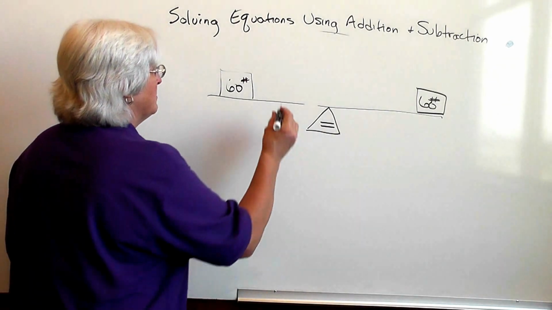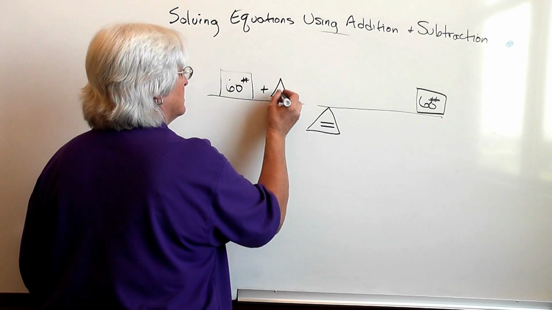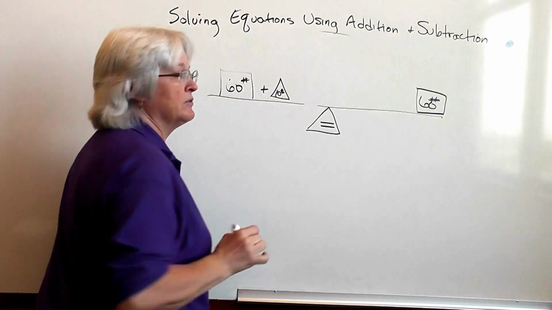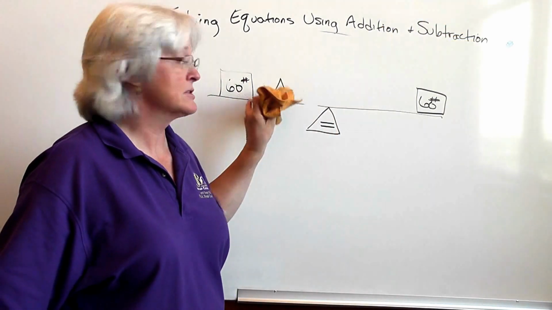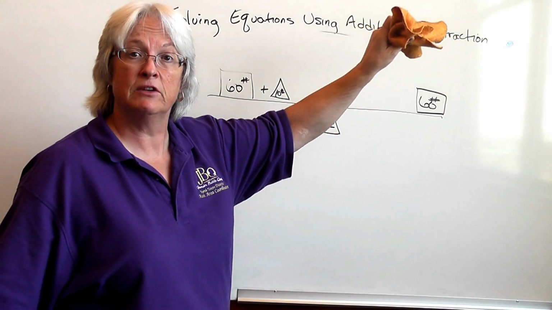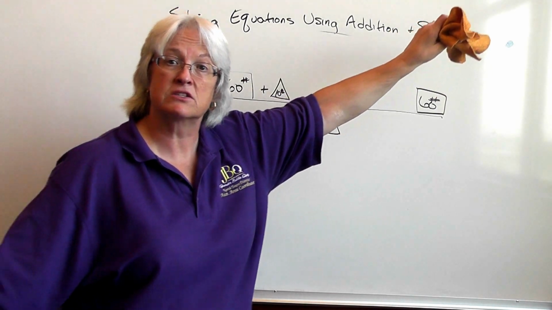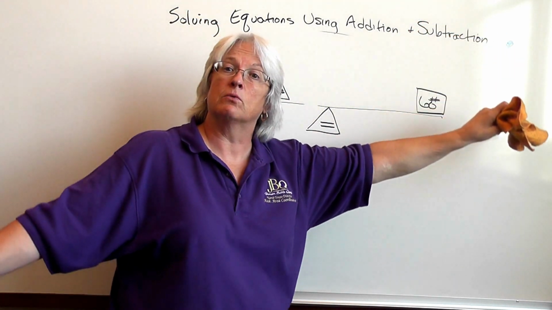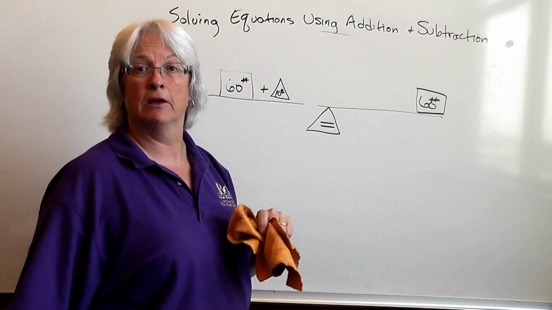Well, what happens if we put on 10 pounds? A 10-pound triangle. We add 10 pounds to this left-hand side. We now have 70 pounds on one side, 60 pounds on the other. It's out of balance. It's uneven. It's not equal. What do we have to do to make this weigh the same?